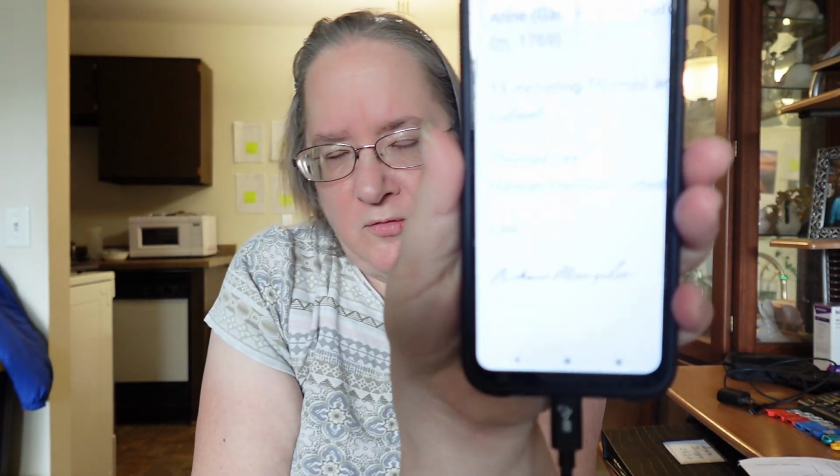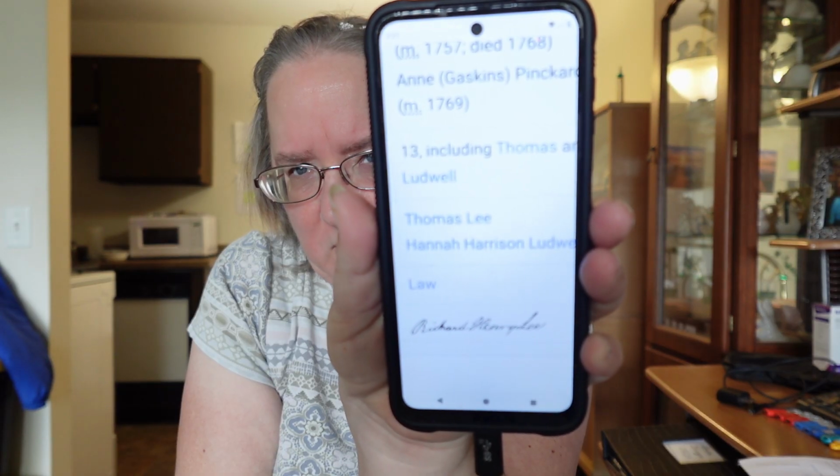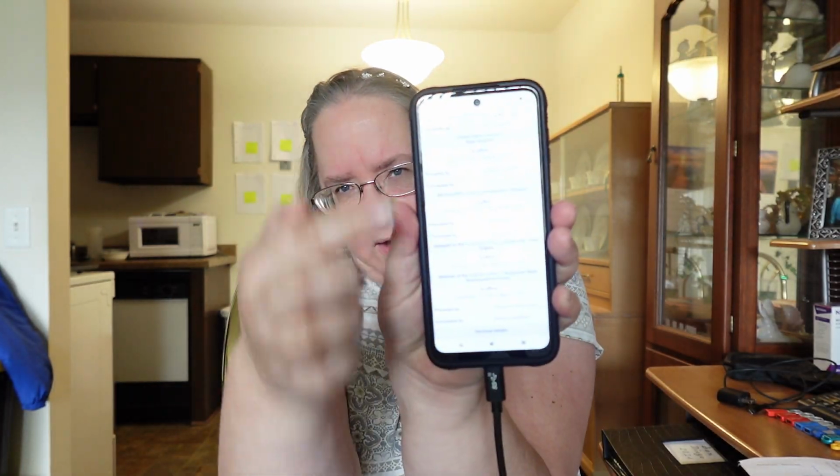And here is his signature, Richard Henry Lee. I don't know how well the camera's picking it up. The way I'm seeing it, it doesn't look like it's picking it up very well, but maybe it is. So that was his signature. So he was, here we go. He held different positions, so I have to find the right one for president of the Confederation Congress. So he was in office from November 30th, 1784 to November 4th, 1785.